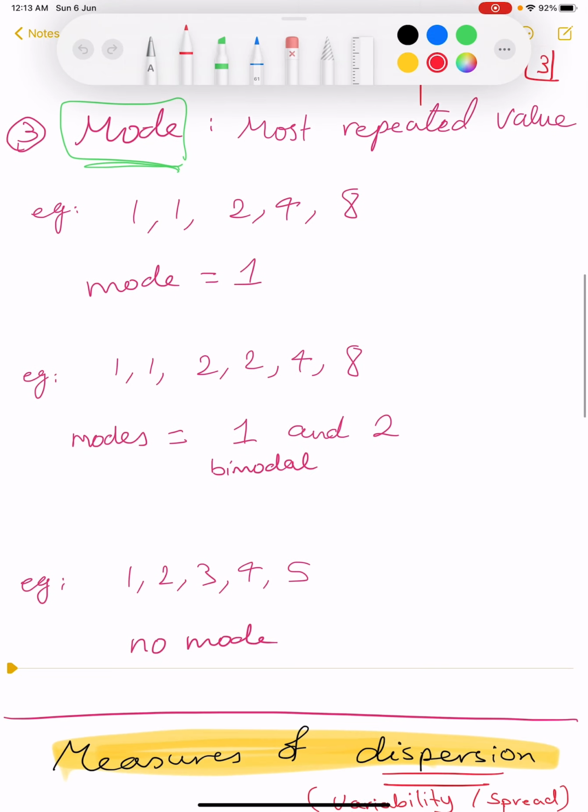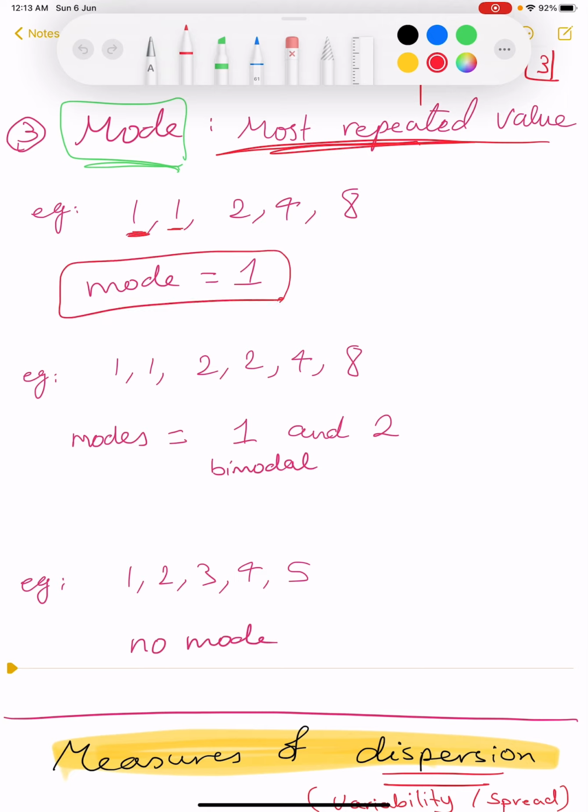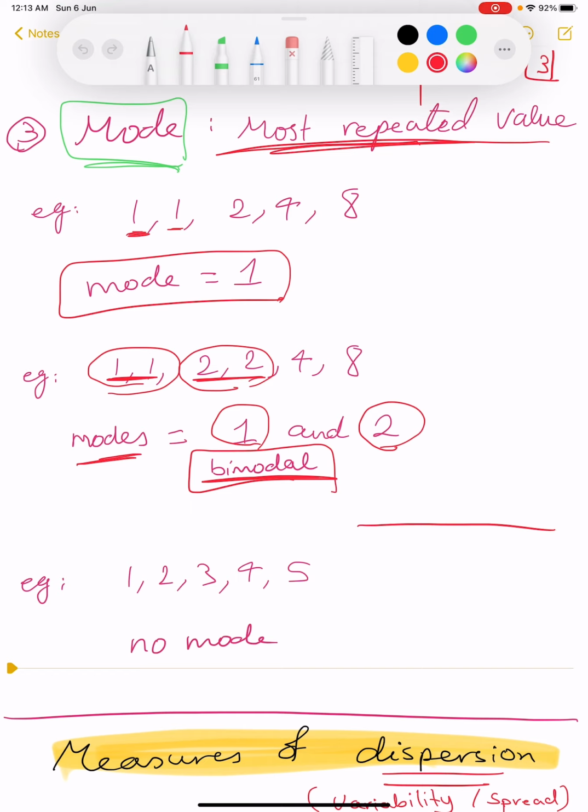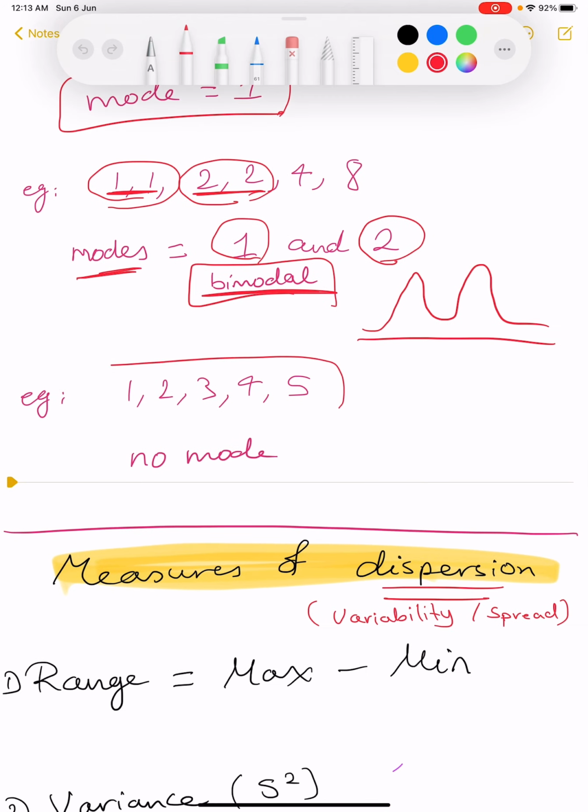Okay, what's the mode? It's the most repeated value. For example, here 1 is repeated. It's written twice, so the mode is 1. But here we have 2 modes. We have 1 repeated twice and 2 repeated twice as well. So we say that the modes are 1 and 2, and this is bimodal. If you have to graph it, if it's of course normally distributed, it will be like this, bimodal. And in this example we don't have a mode because there is no repeated value, so no mode.